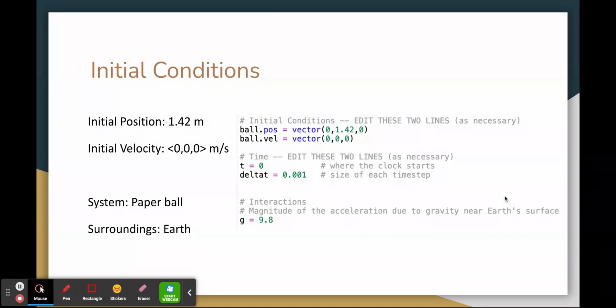Our initial conditions for the experiment: I dropped the paper ball from a height of 1.42 meters and it started from rest, at 0 meters per second. Our system is the paper ball and the surroundings are Earth, and we could also say gravity and air. Here's the code where I inputted all the initial conditions.